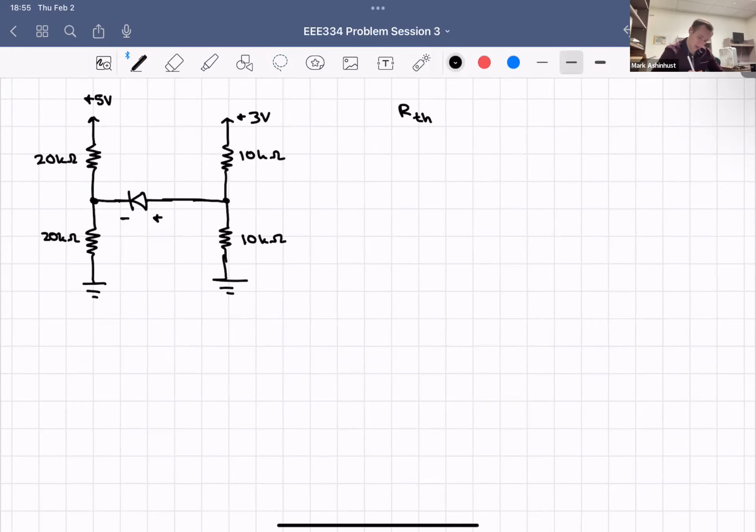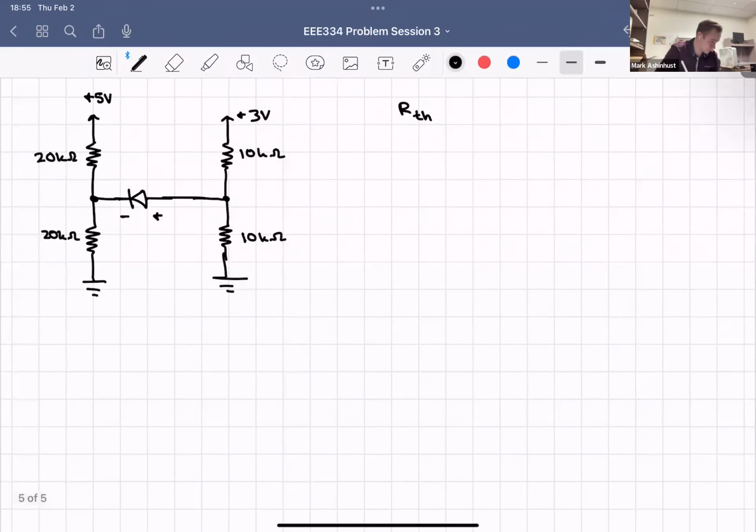I got the 20K and the 20K, and the 10K and the 10K. Remember that the diode will make that, and then these are going to become closed. They're going to be shorted out, the 3 and the 5 volts. And then we have the 20K and 20K. So what we'll get there looks a little odd, but it'll be easy to solve. This is how I wrote it, just to see it visually better.